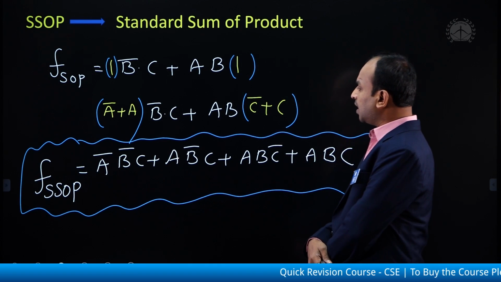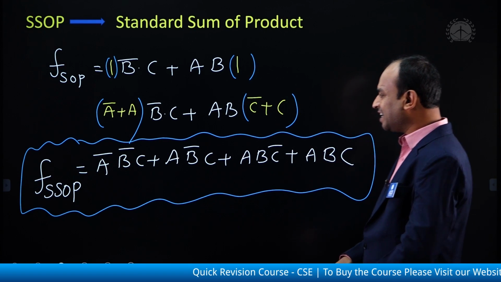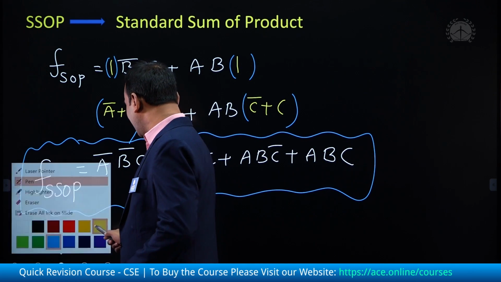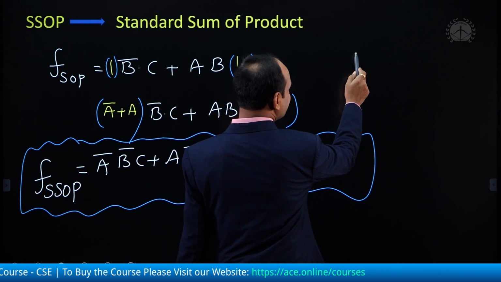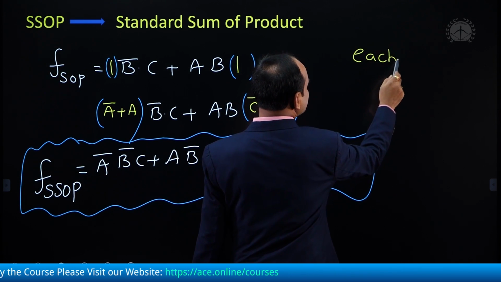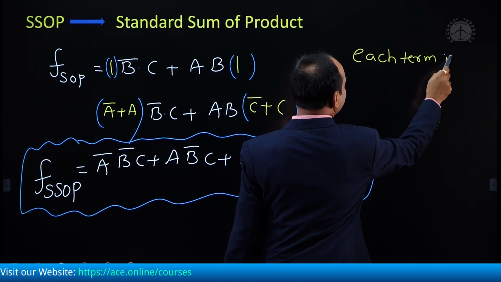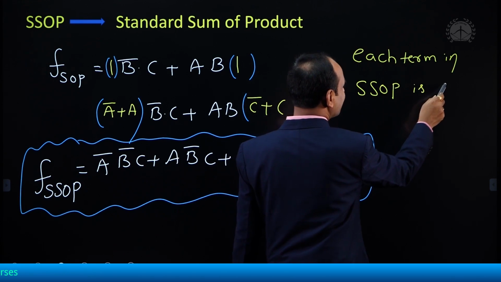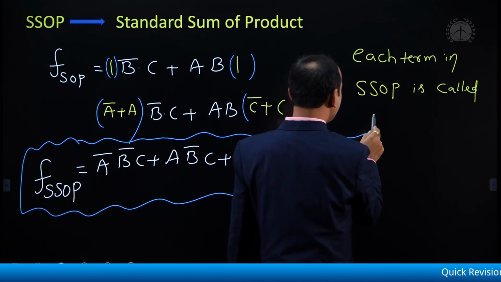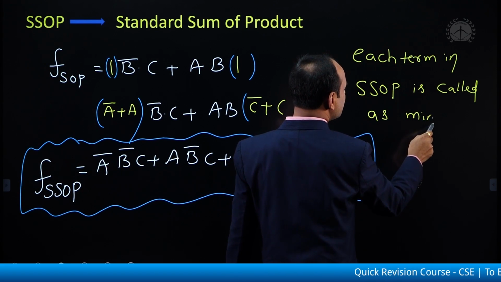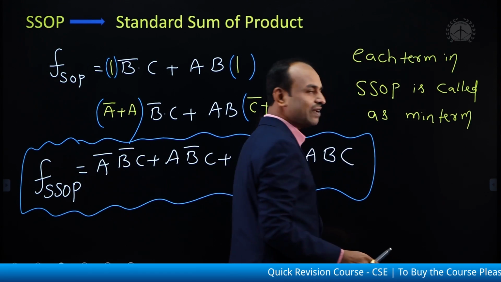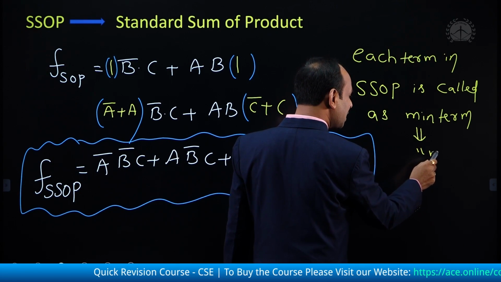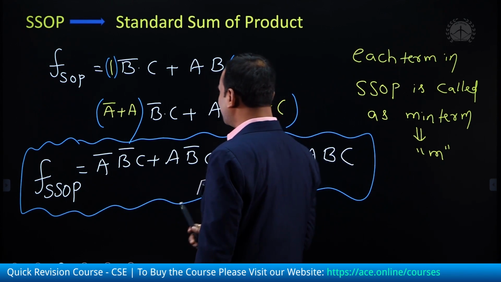Nice. Now each term in SSOP is called a min term. Min term means minimum term. It is indicated with a small m, whereas a max term is indicated with a capital M. This is a small m. Okay, nice.